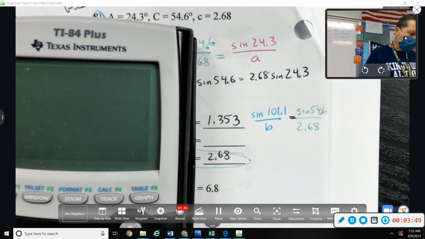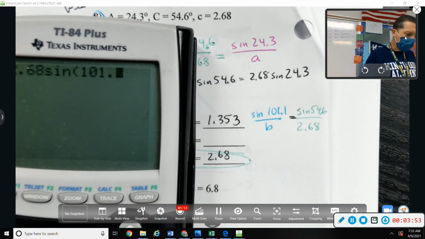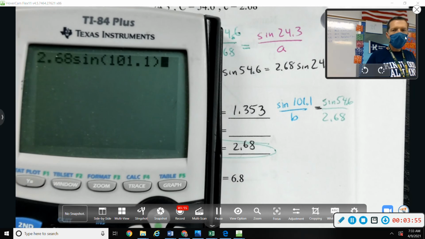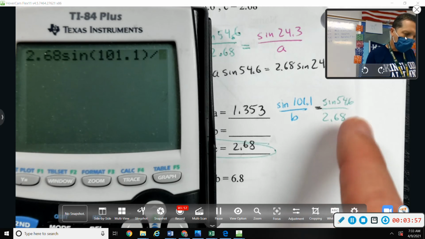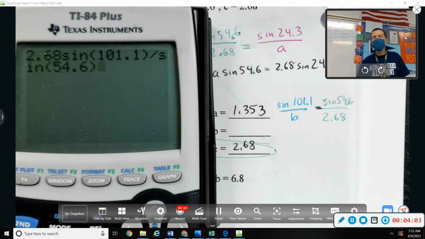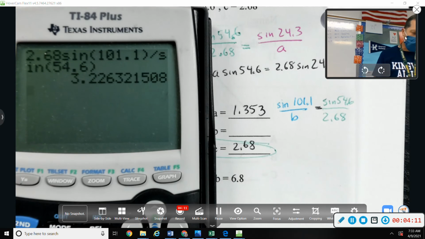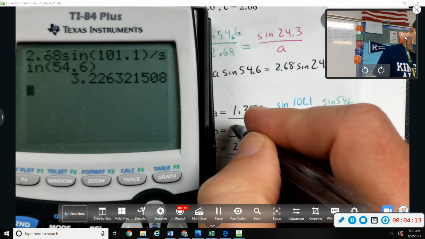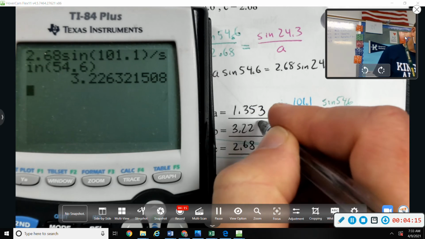I'll cross multiply. So 2.68 times sine of 101.1 divided by sine of 54.6. Again, I'm feeling a little pressed for space and want to keep it short, so I'm not showing all the steps. But if you need to show the cross multiplying and the dividing, show what you need to show. 3.226.